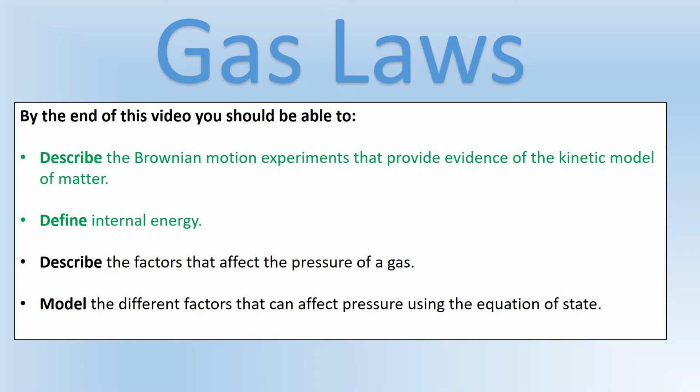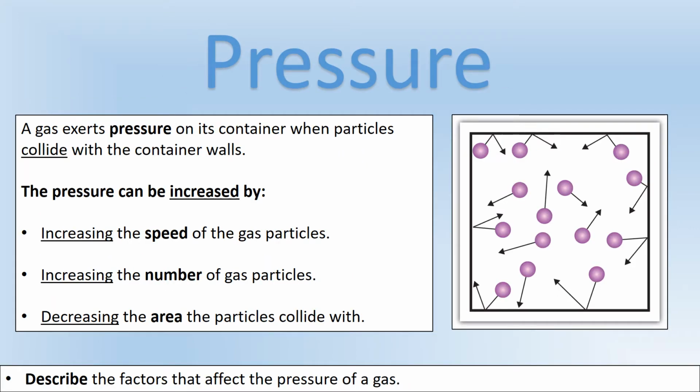So let's have a look at the factors that affect the pressure of a gas. You should know from the mechanics and forces part of the course that pressure is force divided by area. So essentially we can increase the pressure by either increasing the force or decreasing the area. You can see on here that decreasing the area would be one way of increasing the pressure, and we would do that by decreasing the volume of the container. That would act to decrease the area as well.